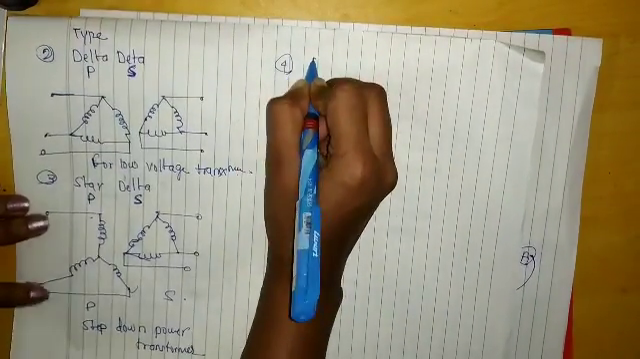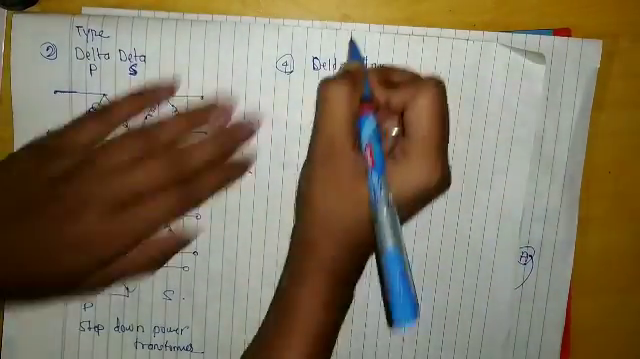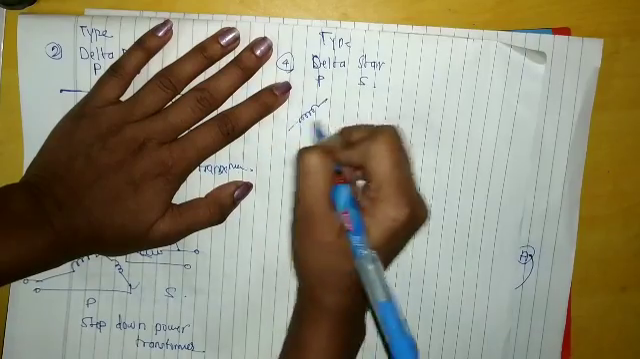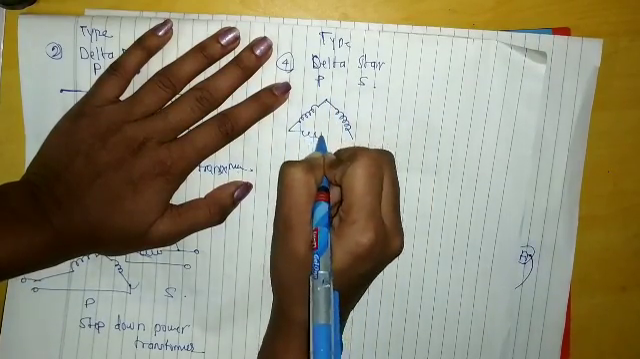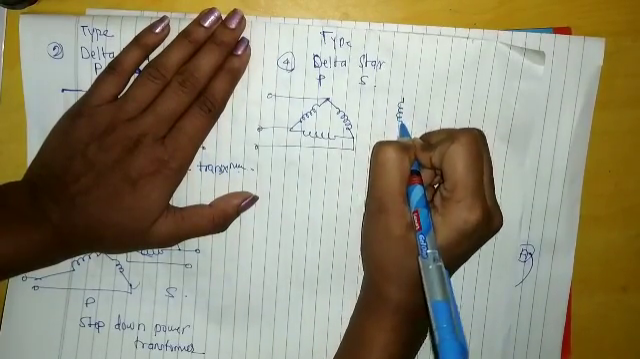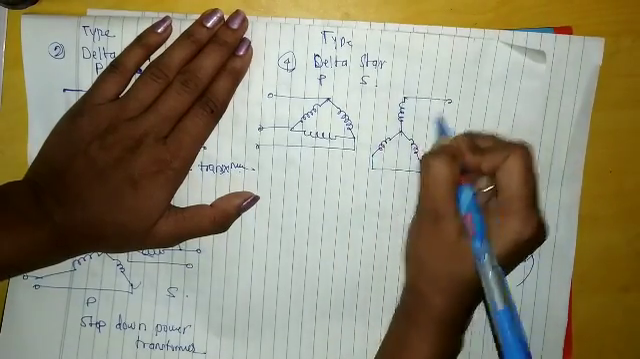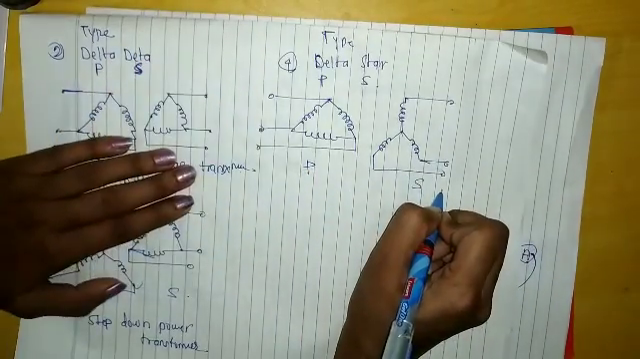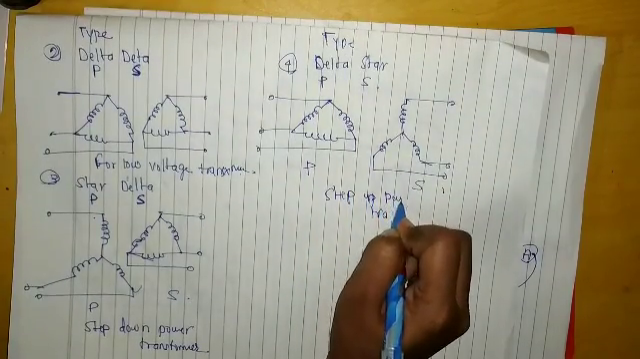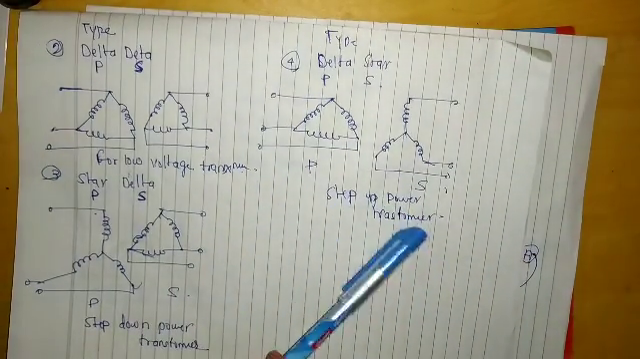Now the last one is delta star. So this is the last type, delta star. This is primary, this is secondary. How will the diagram be for primary? This will be the connection. So this is the primary connection, and for star, this will be the connection. So this is for primary side, this is for secondary side, right? Where is it used? It is used for step up power transformer. Okay, so this is delta star, used for step up power transformer.